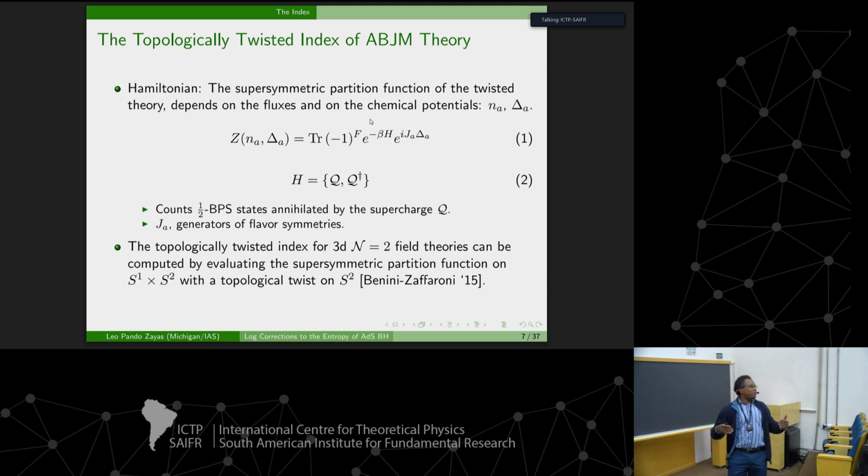Now, in the Lagrangian formulation, because of course this is a nice formula, but maybe not very easy to enumerate all the states that way.